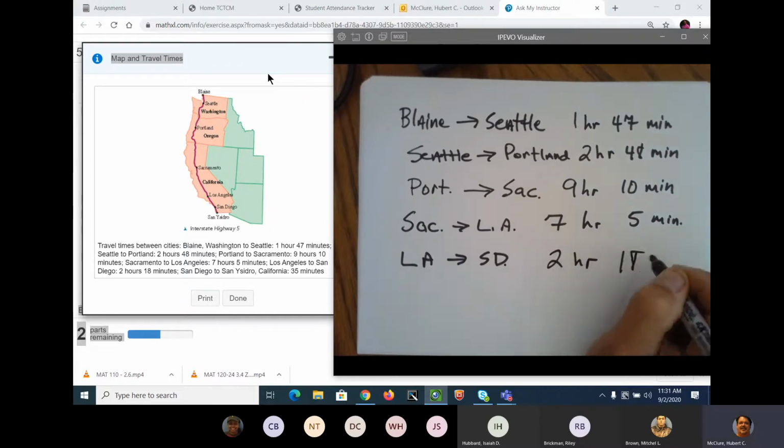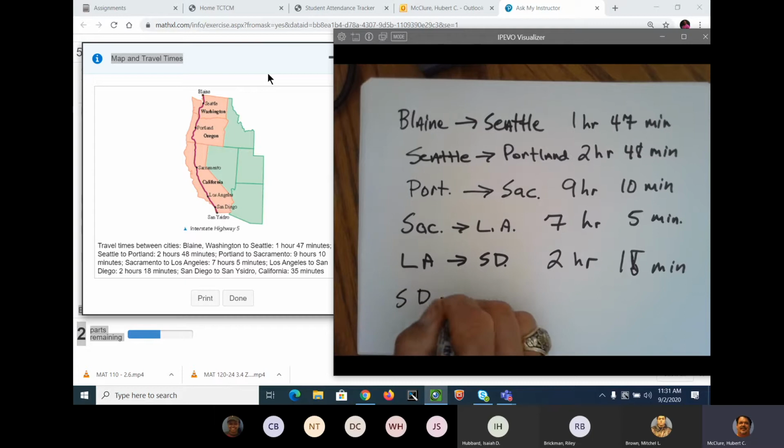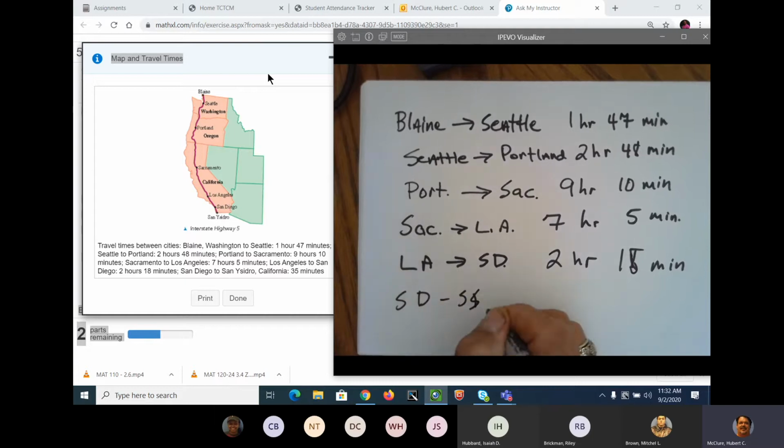And then you can catch a trolley and go to Tijuana. 2 hours, 18 minutes. And get thrown in jail for fighting. And San Diego to San Ysidro is 35 minutes.